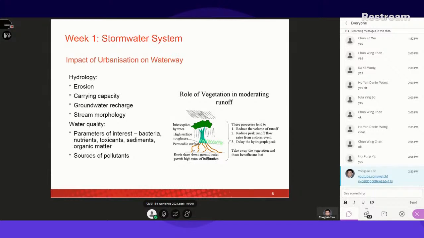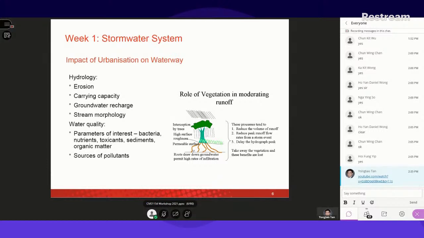And also the surface is permeable. That means the soil or the earth can absorb most of the rainfall. And also the roots draw down the groundwater, permitting high-rate infiltration.